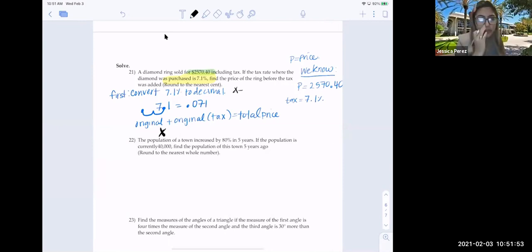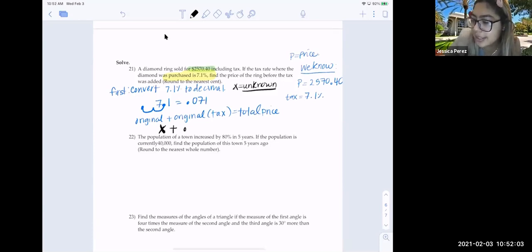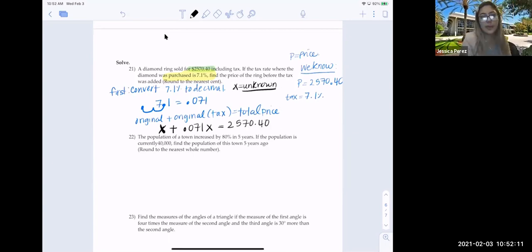It should appear very soon on your screen. So X plus 0.071X is equal to 2,570.40. That is the equation. We know the tax is 0.071. So that's what we have.